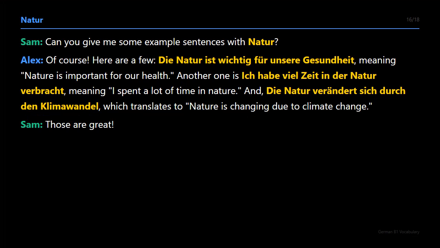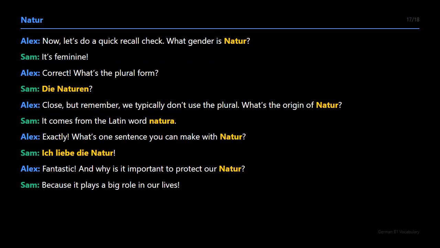Those are great. Now, let's do a quick recall check. What gender is Natur? It's feminine. Correct. What's the plural form? Die Naturen. Close, but remember, we typically don't use the plural. What's the origin of Natur? It comes from the Latin word Natura.